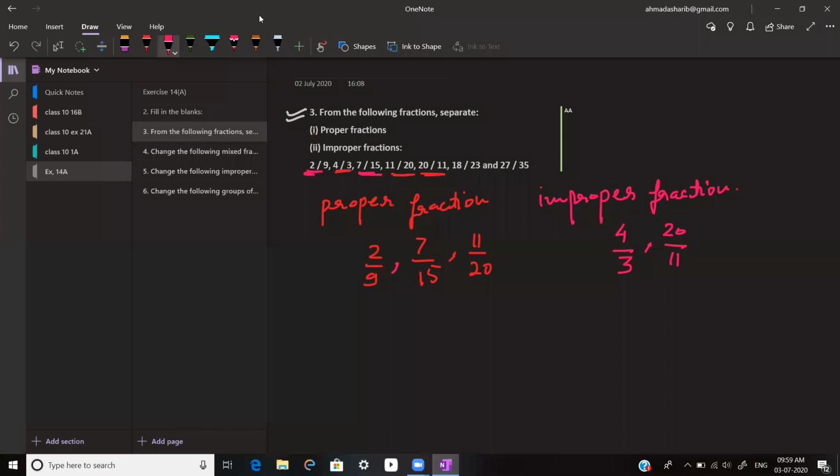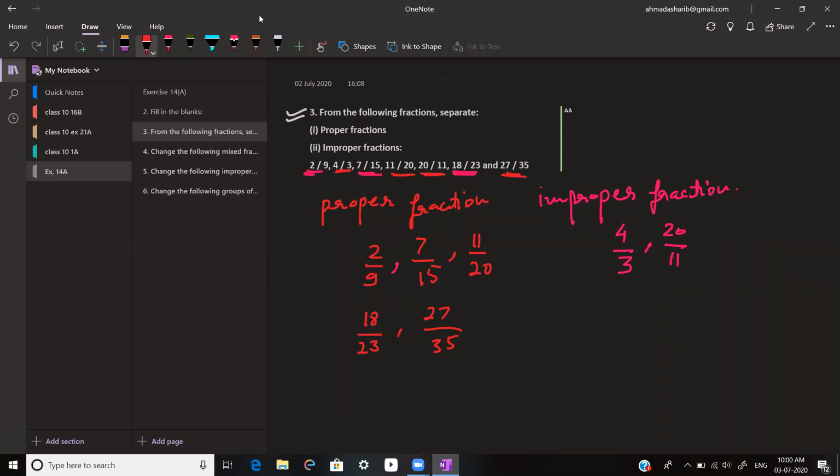Okay, students, now tell me 18 upon 23. 18 upon 23. So 18 is lesser and 23 is greater. So we can say that 18 upon 23 is a proper fraction. Okay, 18 upon 23 is a proper fraction. Now 27 upon 35. 27 upon 35. So 27 upon 35 is also a proper fraction.